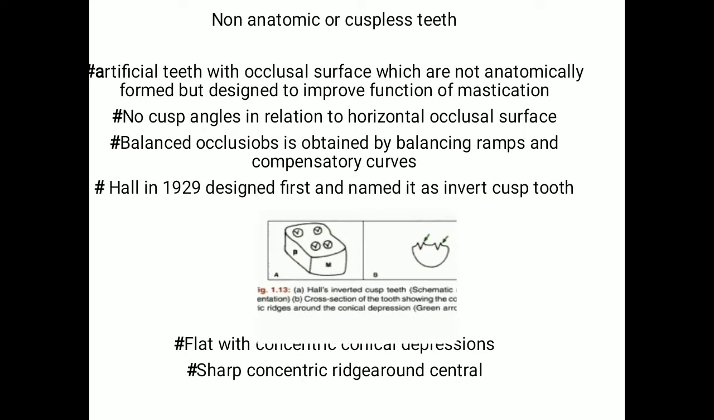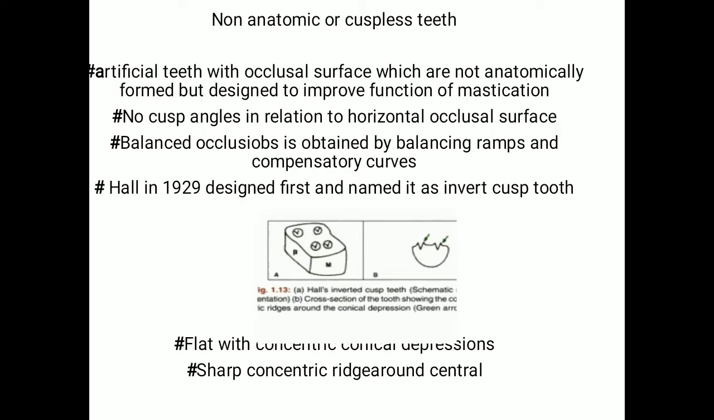Next, the third type based on morphology: non-anatomic or cuspless teeth. First, anatomic has a 33-degree cusp angle; semi-anatomic, that is modified anatomic, has variations between 0 and 30 degrees. The third one is non-anatomic or cuspless teeth. It is defined as artificial teeth with occlusal surfaces which are not anatomically formed but designed to improve the masticatory function. No cusp angles are involved. Balanced occlusion is obtained by balancing ramps and concentric curves.